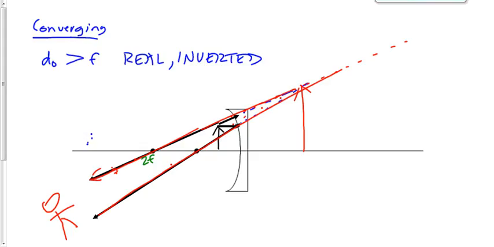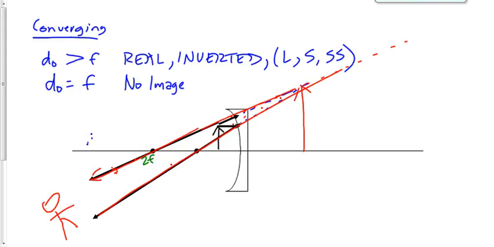And sometimes it will be larger. Sometimes it will be smaller. Sometimes it will be the same size, depending upon how far back that object actually is, how far beyond the focal point it actually is. But whether you're talking about a converging lens or mirror, if DO is bigger than F, it will always have these two characteristics. It will be real and it will be inverted every single time. Now, if DO is equal to the focal length, then we know that there will be no image, whether we're talking about a converging lens or a converging mirror.